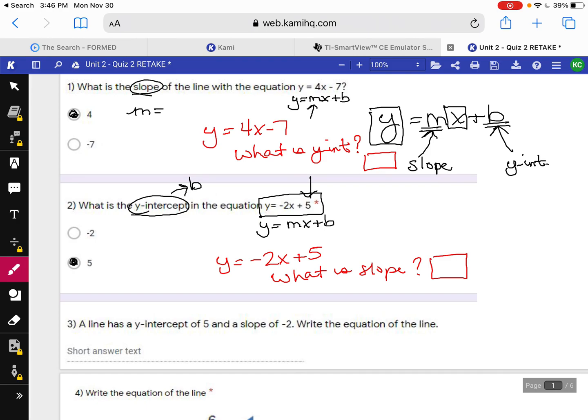If you said that y-intercept is negative 7, you are correct. And for number 2, if you said that slope was negative 2, then you would be correct.